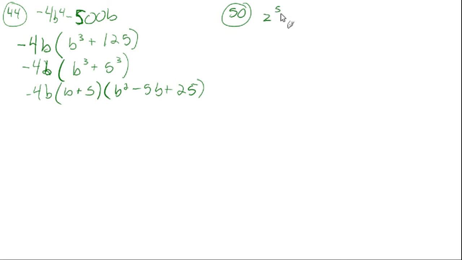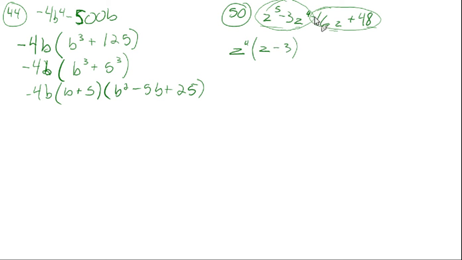Z to the fifth minus 3z to the fourth minus 16z plus 48. So we see there's 4 terms here. If you're catching on, you'll be noticing that if we have 4 terms, we're probably going to do factor by grouping. Group the 2 groups together and see what they have in common in each group. So this group has a z to the fourth in common, so we're left with z minus 3. And this first term is negative, so we're going to factor out a negative.